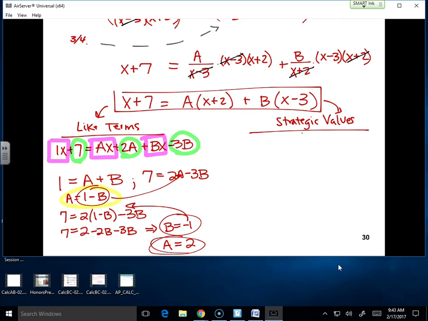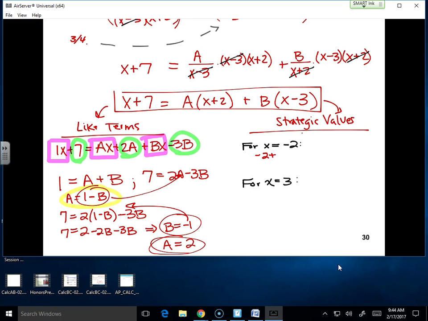So what's the other method? The other method is a little bit crazy, using strategic values. I'm going to just tell you what the strategic values are for this problem. Sometimes there are very clear ones, sometimes there aren't. The strategic values are negative 2 and 3. The name of the game is plug it in, plug it in.